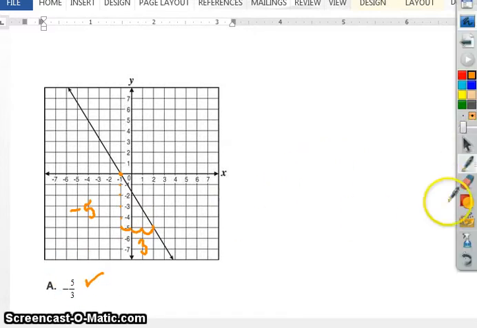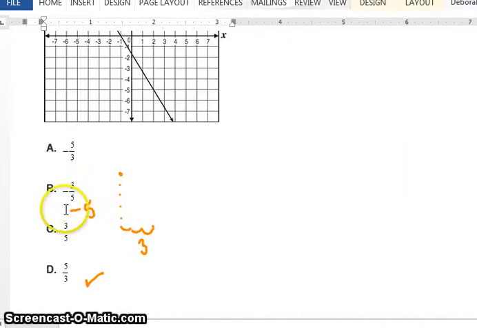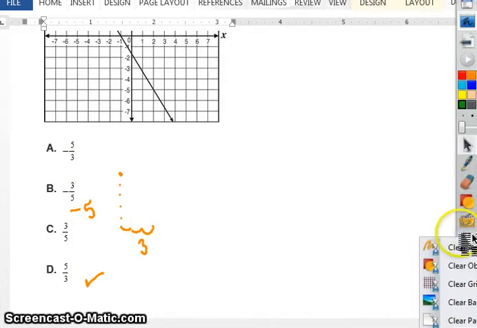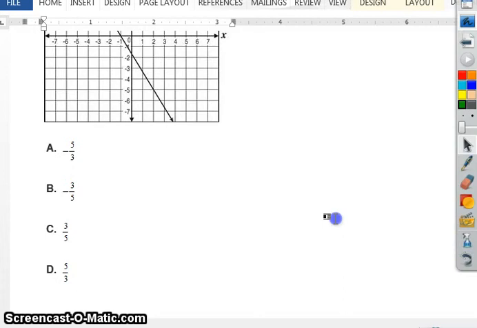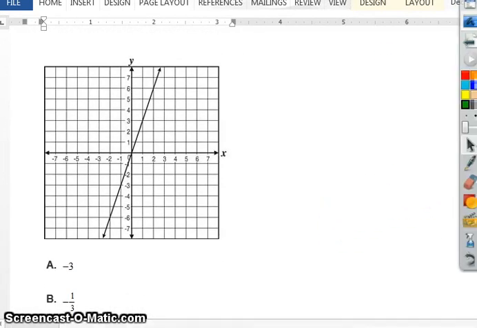Now let's look at our other choices. These two are positive, so this one's out, and this one has the rise and the run upside down. So A is the correct answer choice for that one. Number 5, what is the slope of the line on this graph?